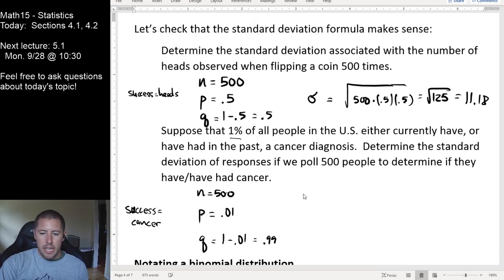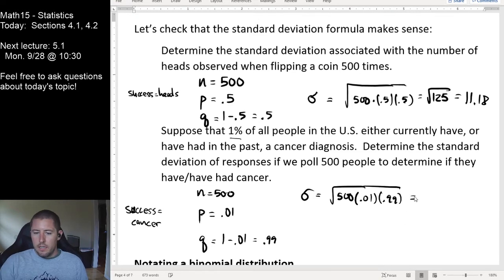So we could go ahead and compute our standard deviation then as the square root of 500 times 0.01, there's my P, times 0.99, there's my Q. And 500 times 0.01 times 0.99 is going to be 4.95 underneath the square root. And I can take the square root of this guy: 2.22. So what we're noticing here is we got a much, much, much smaller standard deviation. And hopefully that makes a ton of sense to you.